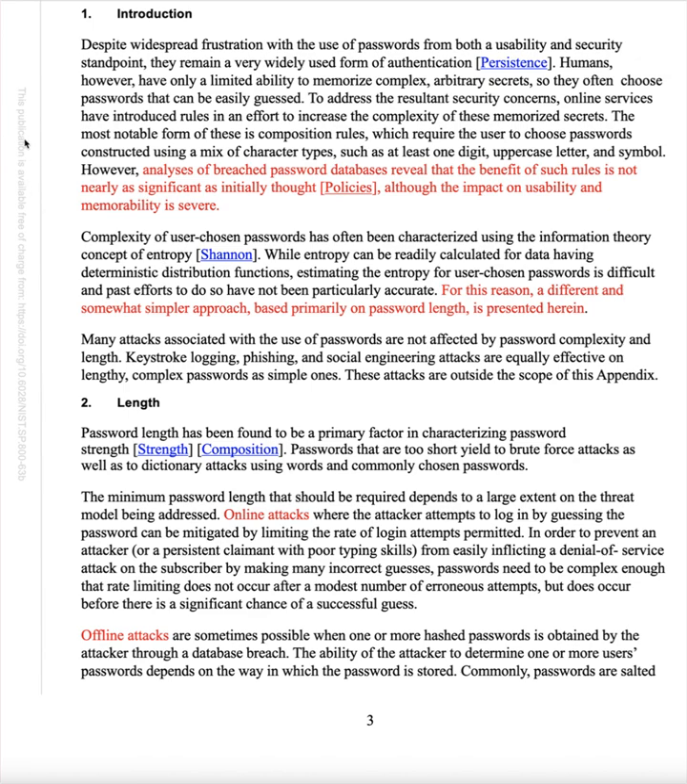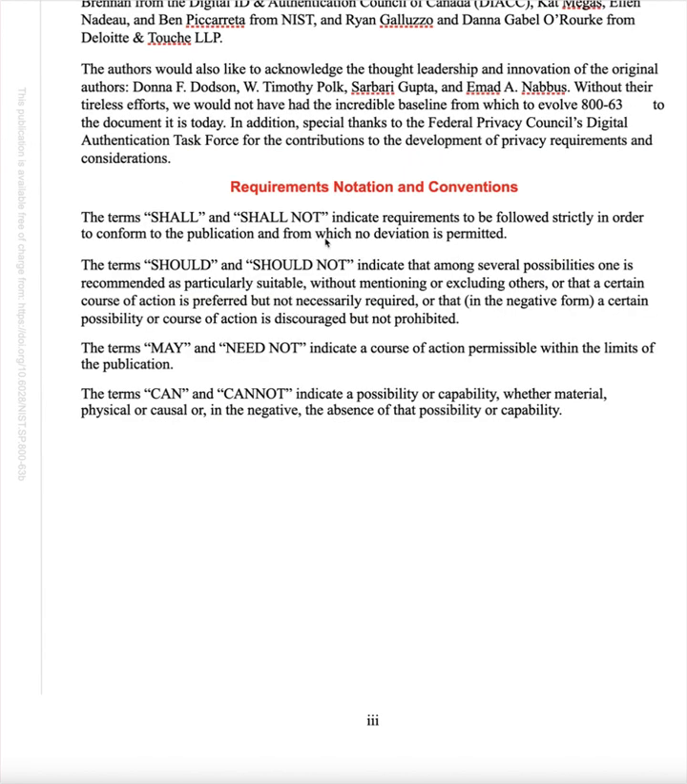We'll keep discussing the length, but before that there are some notations and conventions which are used in this document. If the document says shall and shall not, that means those should be followed strictly in order to conform to the publication. The publication here is 863, and no deviation from this is permitted.